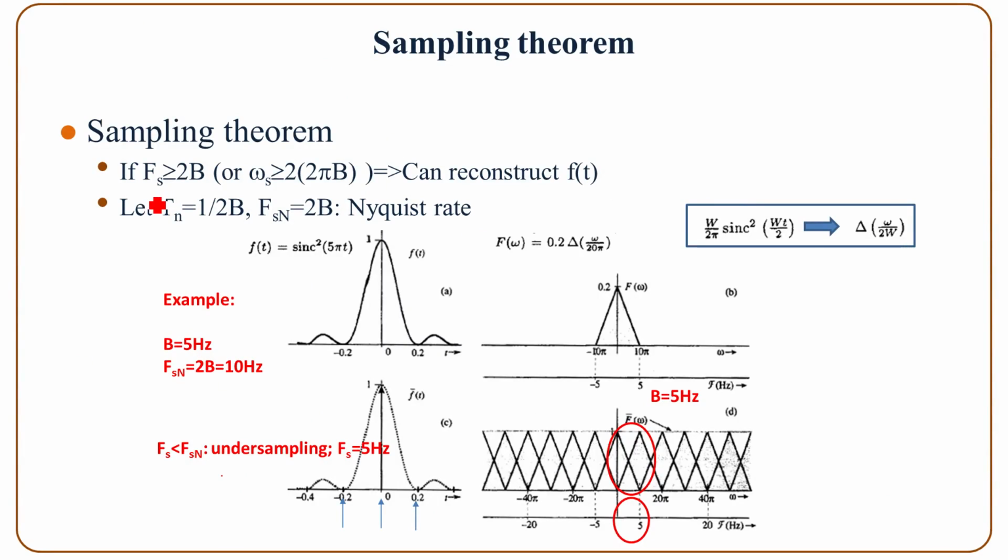If fs, which is the sampling frequency, is greater than or equal to twice the bandwidth, where b is the bandwidth, then we can reconstruct the signal f of t, and 2b, which is twice the bandwidth, is called the Nyquist rate.